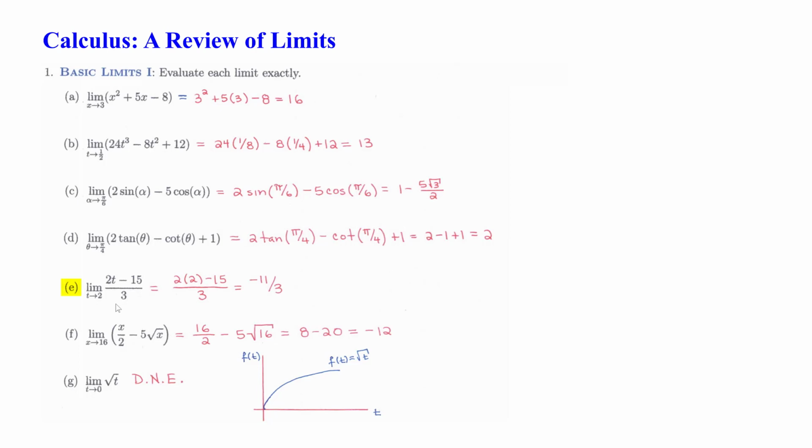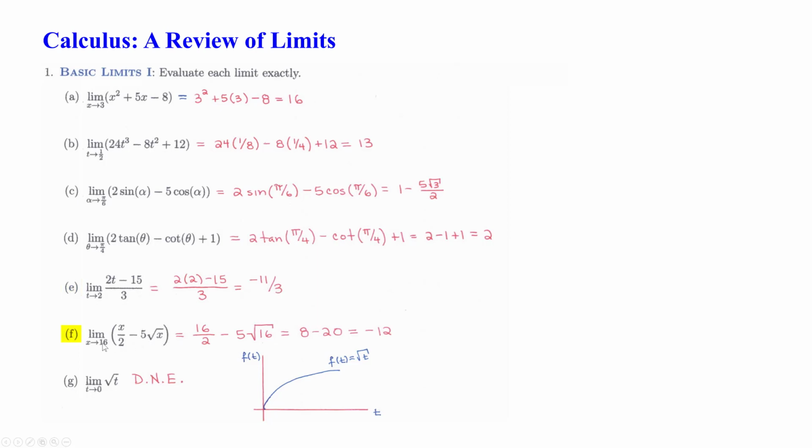E is another polynomial function. Now it's rational, but it's also polynomial since there's no variable in the denominator. And again, we can evaluate this through the mechanism of functional evaluation. So we just plug in, we get the answer of -11/3.